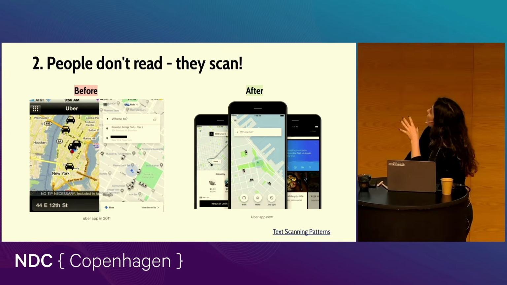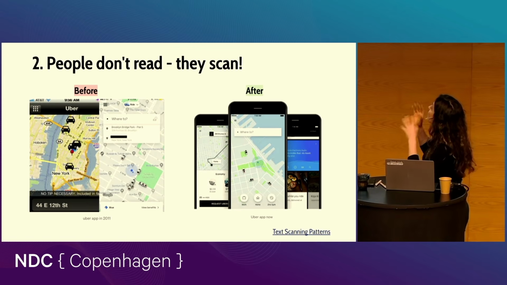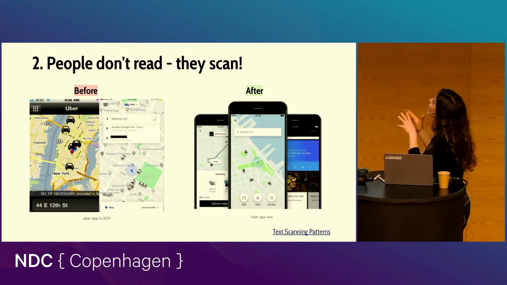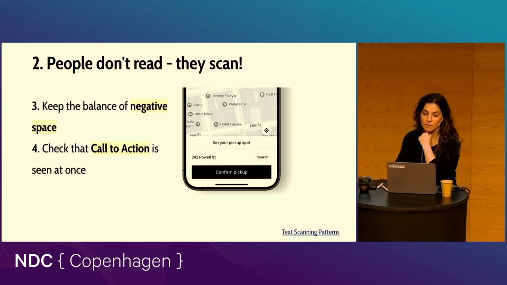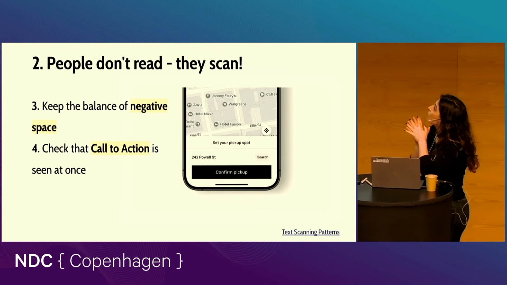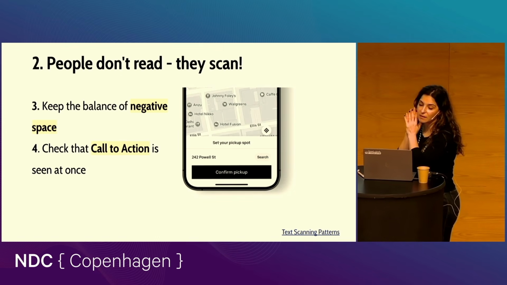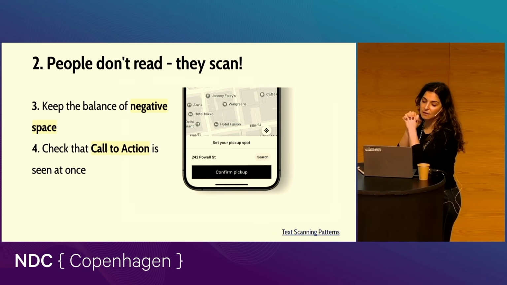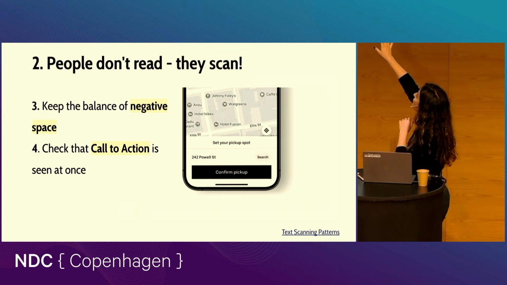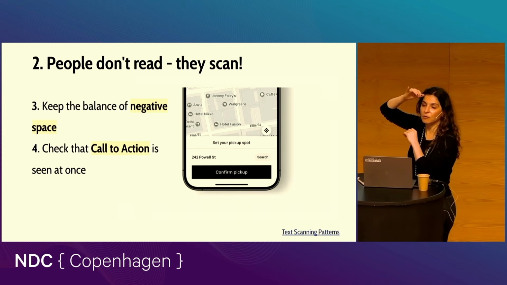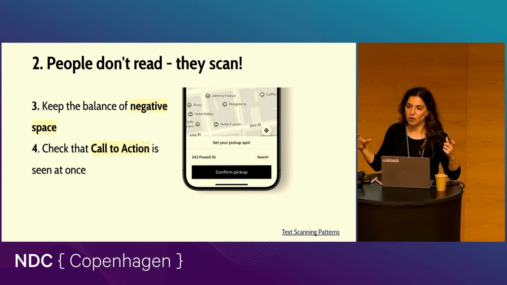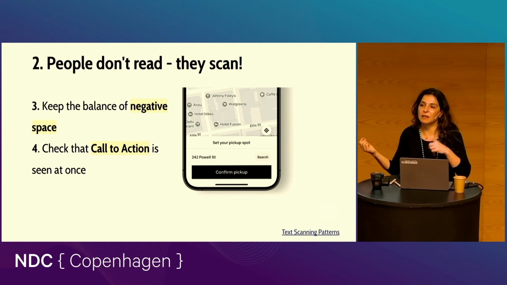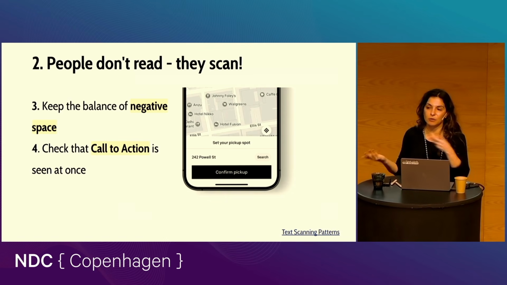We need to have a consistent design language, standard colors, and everything like that. It's helping us to read and identify that. And here we also have call to action. Keep the balance of negative space and check that the call to action is seen at once. For example, confirm pickup here is the call to action in the Uber app. So you need to have it very visible, very big, a very different color, so people know what to do, and they don't need to think about what to do right now.